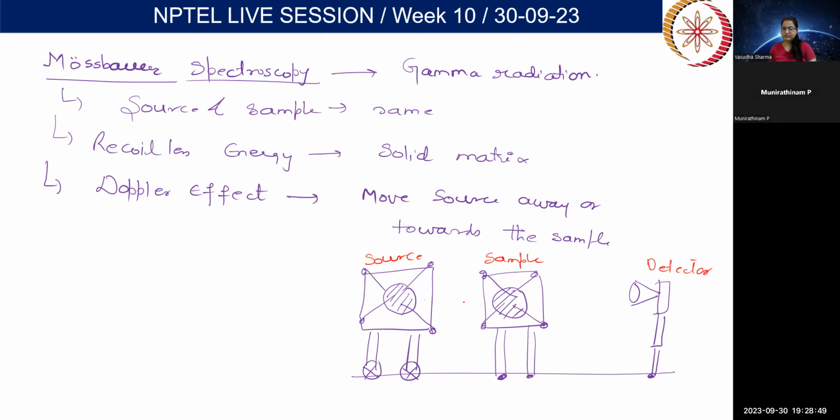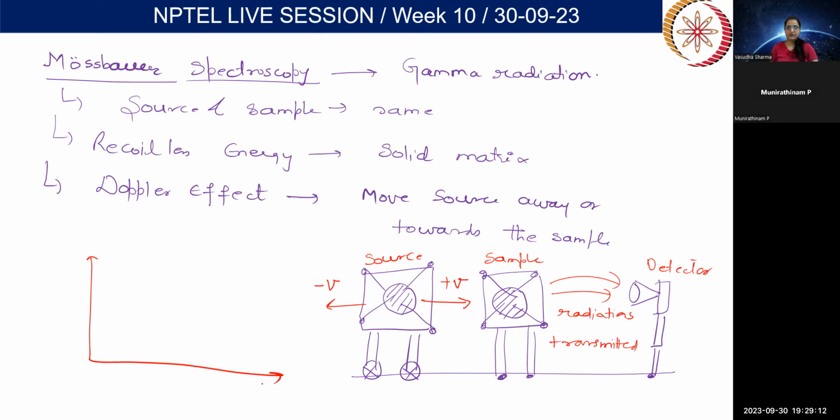So the main aim is, if it moves towards the sample, that is moving with a positive velocity. If it is moving away from the sample, that is a negative velocity. And with respect to that only, whatever radiations are transmitted would be detected by the detector. And therefore, we will end up having a plot between transmittance and the velocity, because it is millimeter per second with velocity. The source is moving.